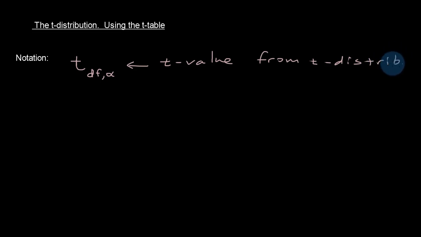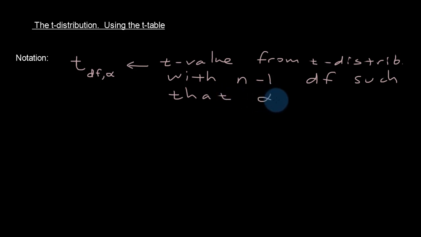There's t, and in the subscript is some indication for degrees of freedom, and then usually there is a small percentage or proportion in the subscript as well. And so what this gets you is a t value. So this is the t value from the t distribution with n-1 degrees of freedom, such that there is an area of alpha in the upper right tail.